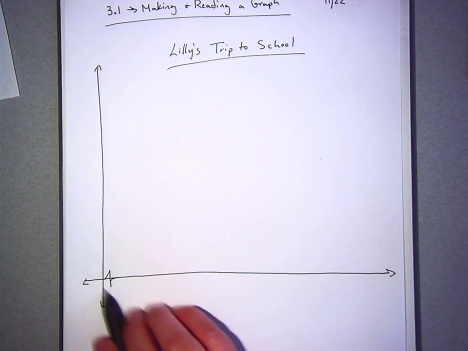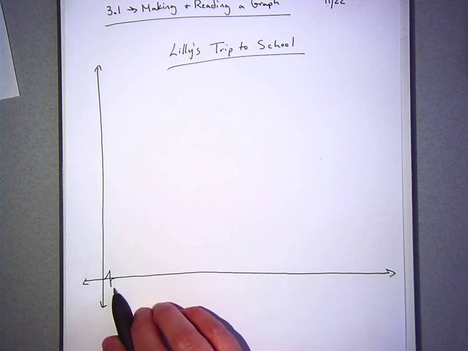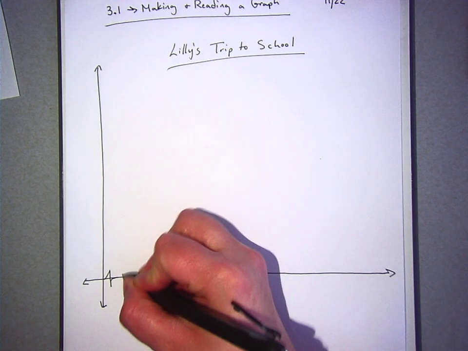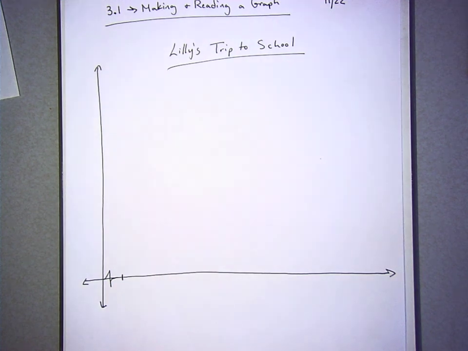But what's this thing that I just put in there? That thing kind of looks like a heartbeat. Anybody know? It's called a line break. And what it means is that I'm not going to start at 0. So if I put one of those in, I can start wherever I want.